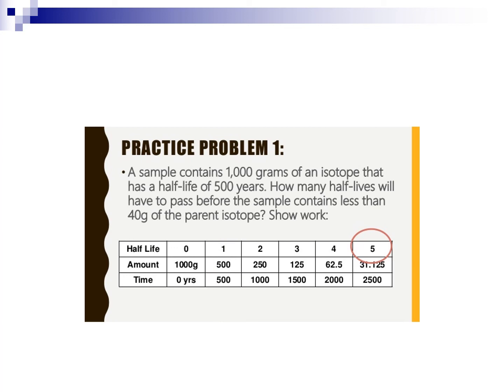So this question says how many half-lives will pass before there's only 40 grams of this 1,000 grams left. So after 500 years, I have 500 radioactive particles left. After 1,000 years, I have 250 radioactive particles left. After 1,500 years, I have 125 radioactive particles left. After 2,000 years, I have 62.5 radioactive particles left. And after 2,500 years, I have approximately 31 radioactive particles. So it took 5 half-lives for me to get to 40 grams.